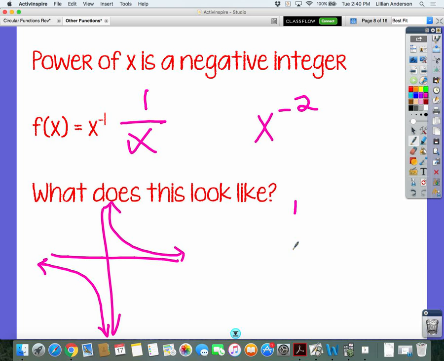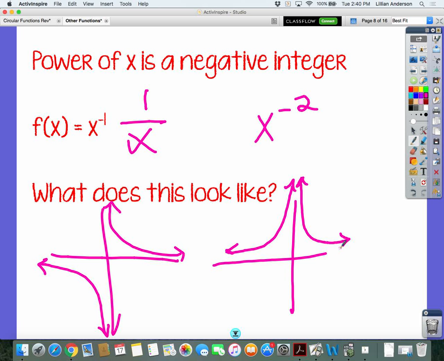Eiffel Tower. Yeah. Volcano. Like I like that one. Like a volcano, right? Oh, like this a little bit? Okay? That's very different from the one when it was x to the negative 1. Okay?